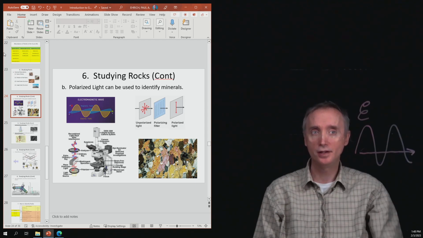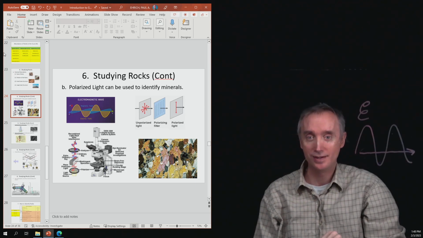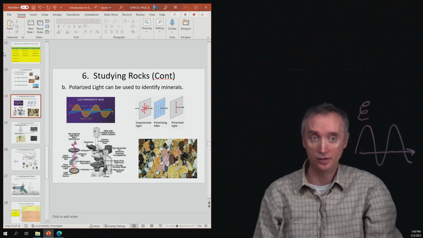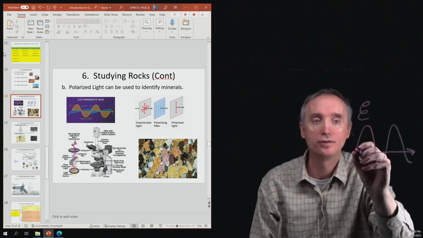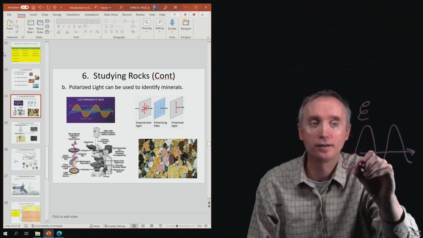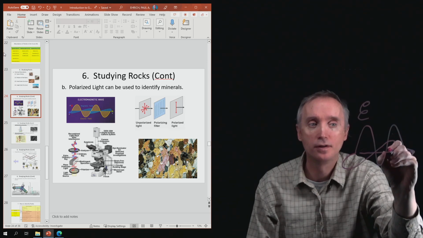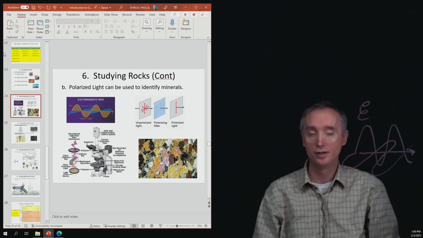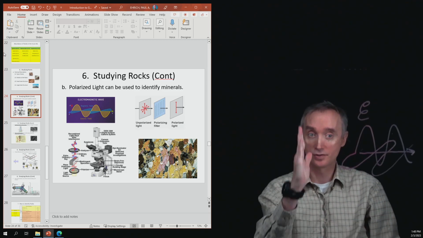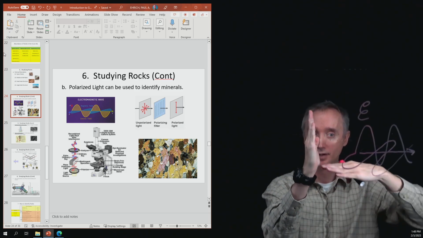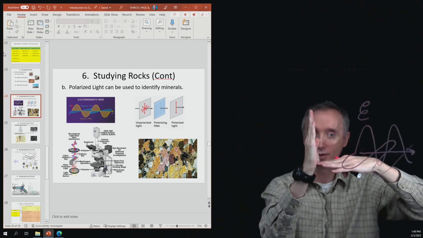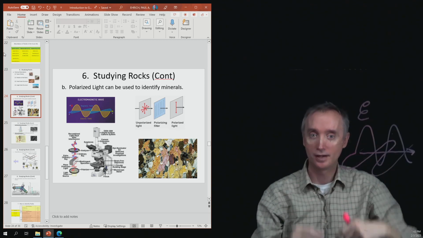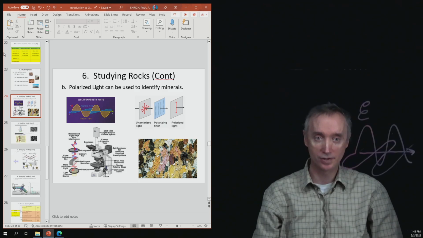Then, perpendicular to this electric field is going to be a magnetic field. It's kind of hard to draw, but I'm going to draw it like this. So here's the magnetic field, and it's going to be perpendicular to that electric field. If the electric field is up, the magnetic field is going to be pointing sideways. Now, you should be familiar with magnetism. Like a magnet produces around it a magnetic field.